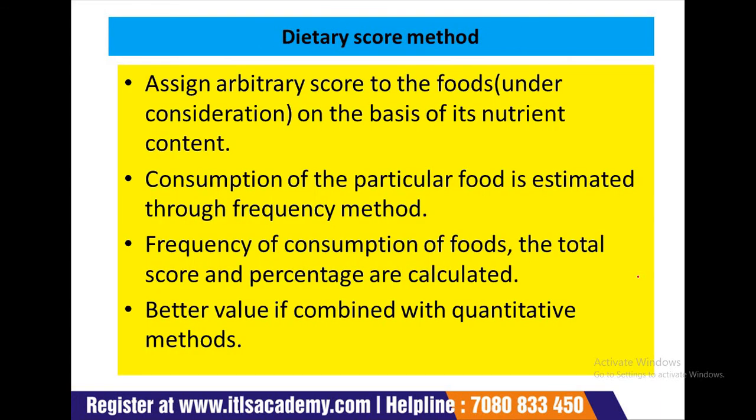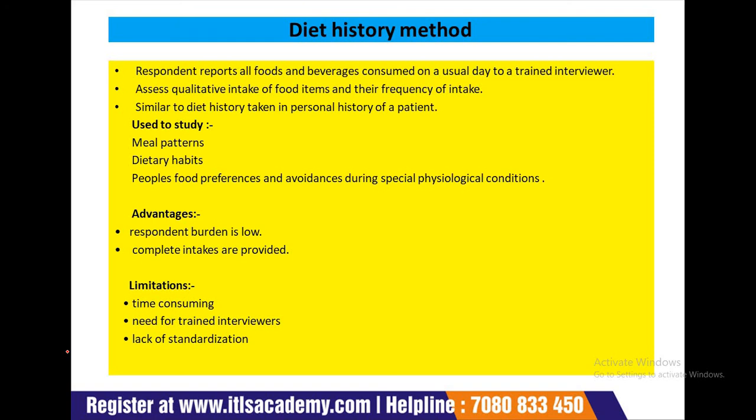Next one is the dietary score method. Assign an arbitrary score to the food under consideration on the basis of its nutrient content. Consumption of the particular food is estimated through the frequency method. Based on the frequency of consumption of food, the total score and percentage are calculated. It has better value if combined with quantitative methods. Next one is the diet history method.